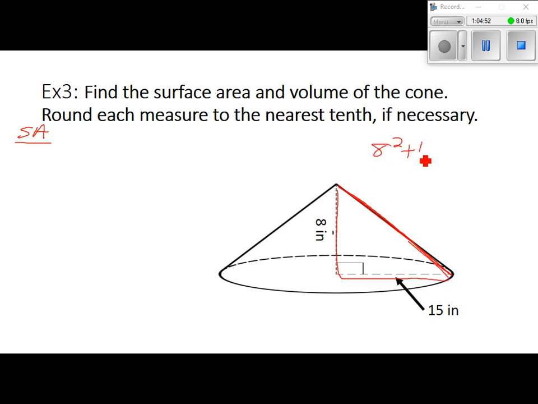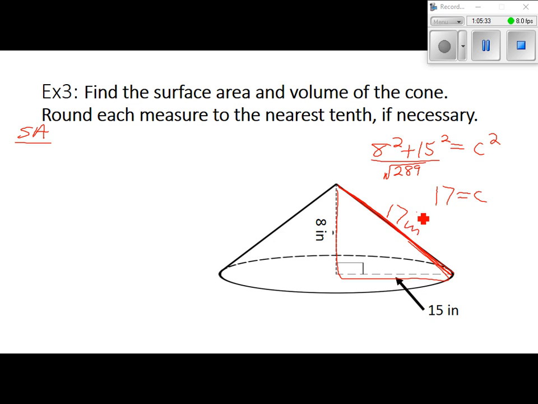So it's going to be 8 squared plus 15 squared has to equal our slant height here squared. It's still C in the Pythagorean theorem, so I'm going to use C squared. You can grab your calculator and just type all of this in. 8 squared plus 15 squared equals 289, and then you have to take the square root of that number to get C by itself. Well, the square root of 289 is 17. So that means this slant height over here is 17 inches.